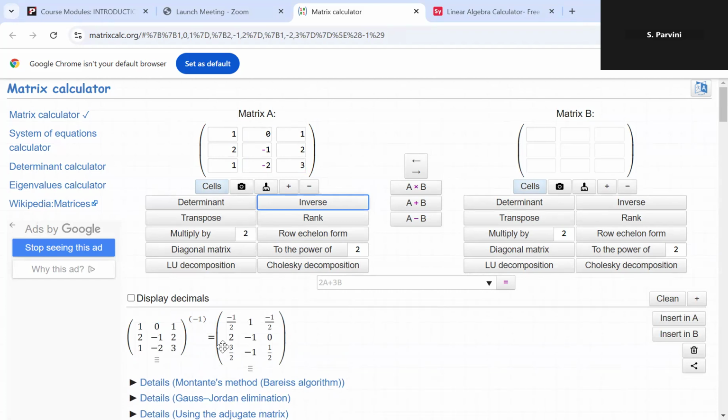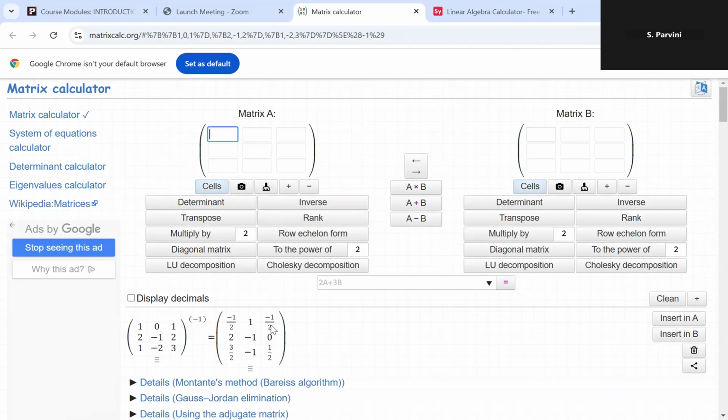I'm going to copy that inverse. The inverse turns out to be -1/2, 1, -1/2. Second row, 2, -1, 0. And the third row is 3/2, -1, and 1/2. Okay. And then it says find the determinant of that. So let me clear this and input this.